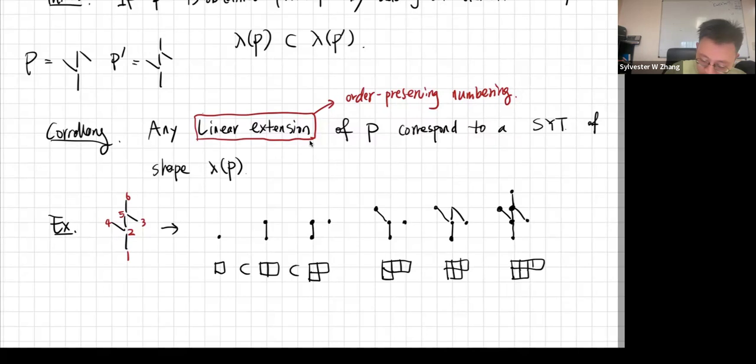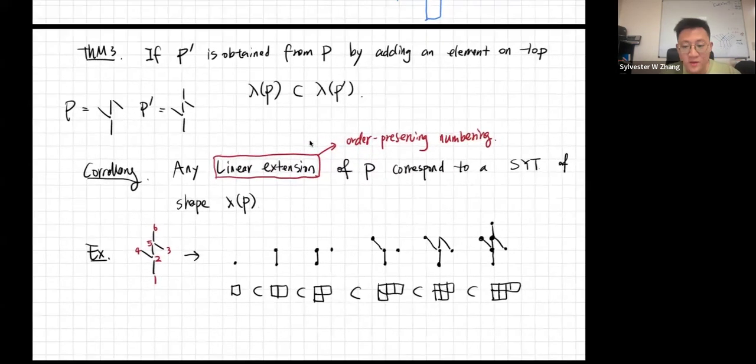So you get a nested sequence of partitions because of the previous theorem. They are contained in each other, and then you can turn this into a tableau by numbering the ith box using the number i. So here's a tableau: 1, 2, 3, 4, 5, 6. Okay, any questions?